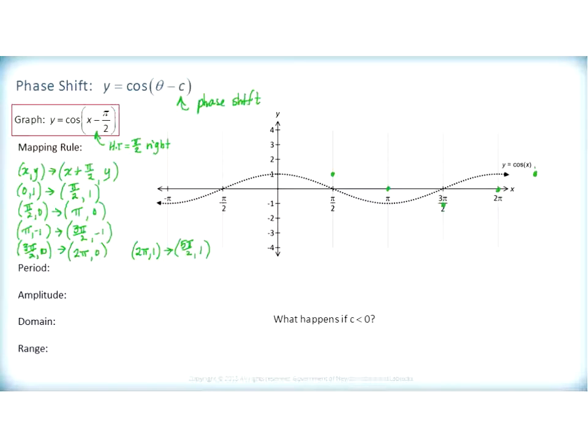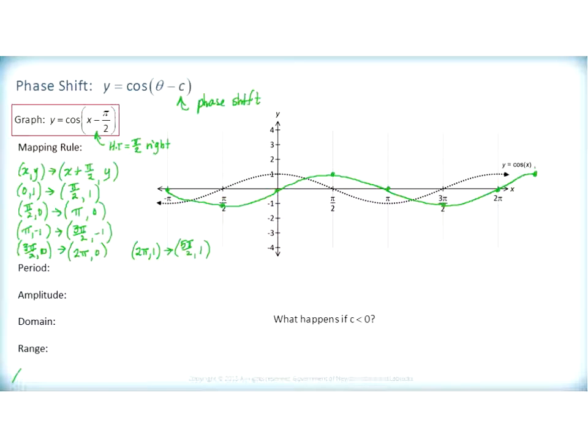So notice that this part of our graph, the V-shaped graph, is just shifted pi over 2 units to the right. Again, the pattern will continue, so that at 0, we will have the point 0, 0. We will have the point negative pi over 2 and negative 1, and the point negative pi and 0, so that the graph will continue to look like this.